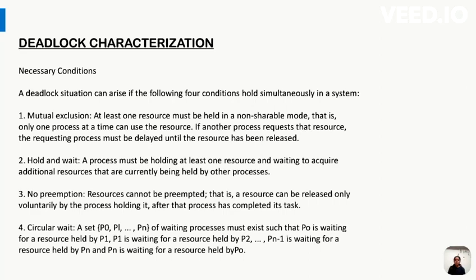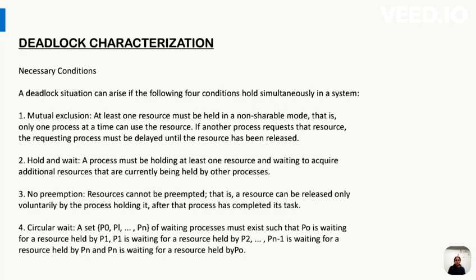If another process requests the resource, the requesting process must be delayed until the resource has been released. In hold and wait, a process must be holding at least one resource and waiting to acquire additional resources that are currently being held by other processes. In no preemption, resources cannot be preempted. That is, a resource can be released only voluntarily by the process holding it after the process has completed its task.